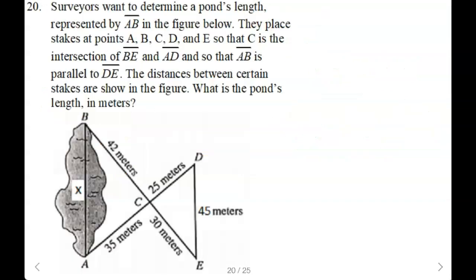All right, here we've got these vertical angles. And so we also have parallel lines. It says it up here somewhere. AB is parallel to DE, and so we have these alternate interior angles that are congruent. And so these triangles are similar. So x corresponds to 45. X is to 45 as, you could say 35 is to 25, or you could say 42 is to 30.